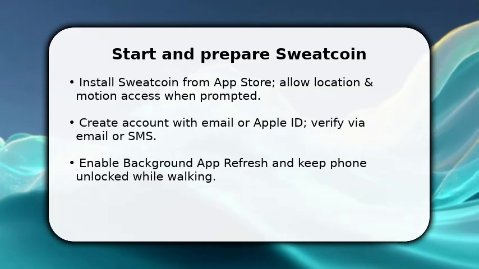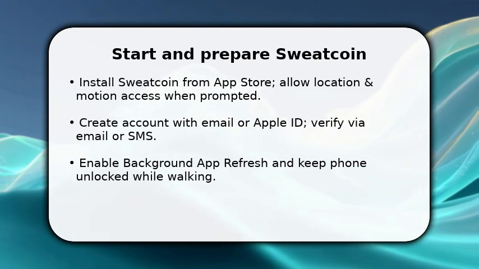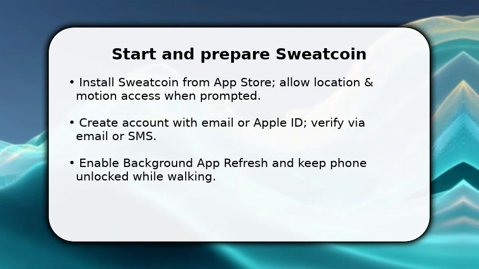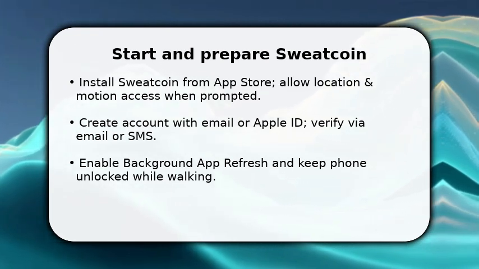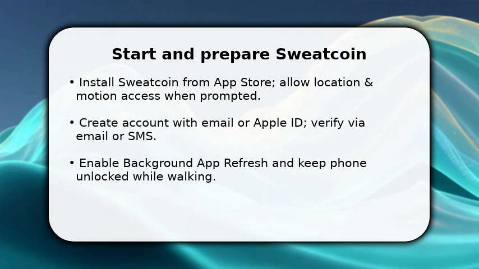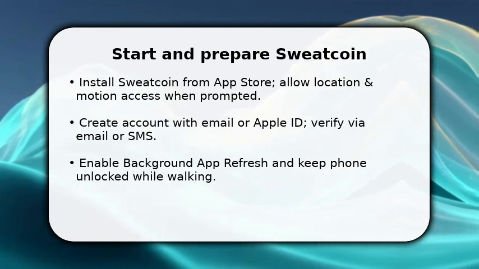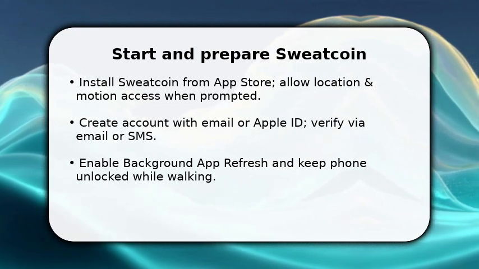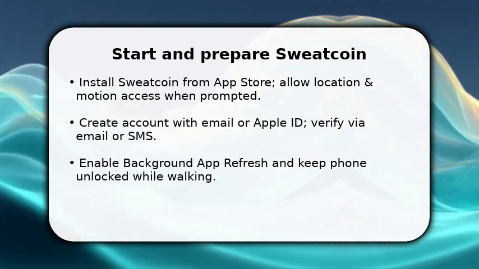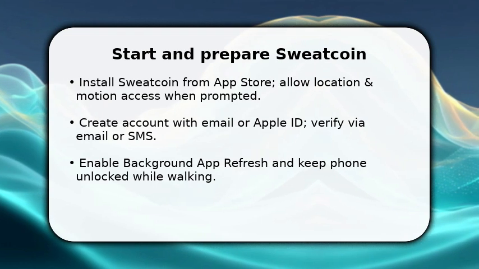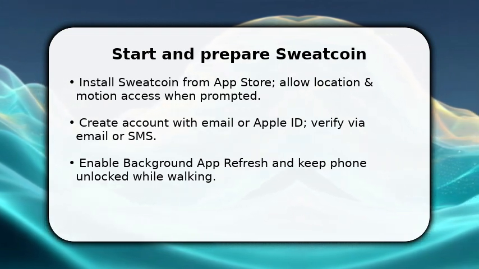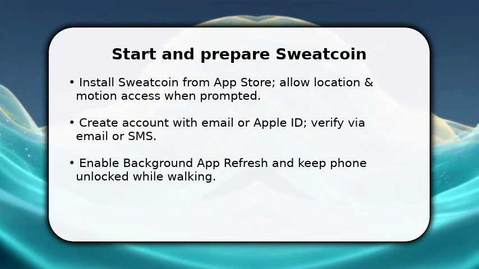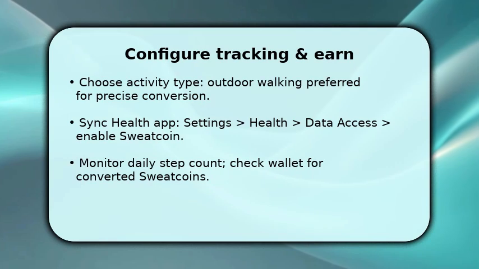You'll begin by installing Sweatcoin and granting the app the permissions it needs to count steps. Open the App Store, download Sweatcoin, then allow location and motion access. This lets the app read your step data. Once done, sign up using email or your Apple ID and verify the code so your account stores earnings. Make sure background app refresh is on and that you understand the app uses GPS and motion sensors to convert outdoor steps into currency.